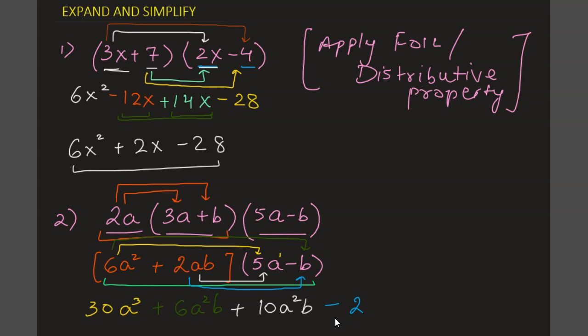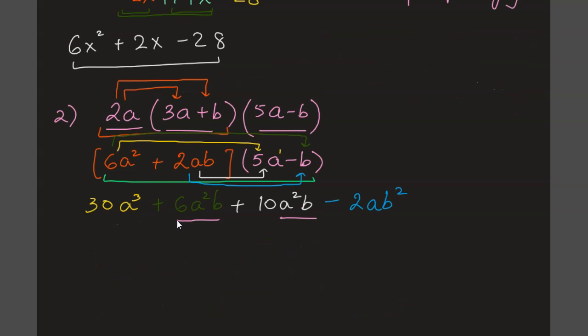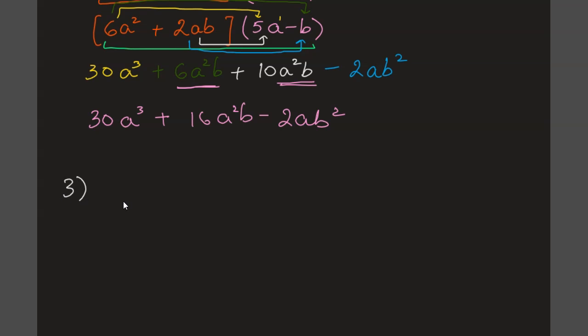So no number here means 2 times 1 is 2, and there is a negative sign there, so we will put a negative here. And a does not have a like term as a variable, so a will go as is. B has a like term with variable b, so b multiplied by b will give us b squared. We can see a squared b terms are like terms. So we would combine 6a squared b with 10a squared b, and we would get our final answer to be 30a cubed plus 16a squared b minus 2ab squared. Only like terms can get added up or subtracted.